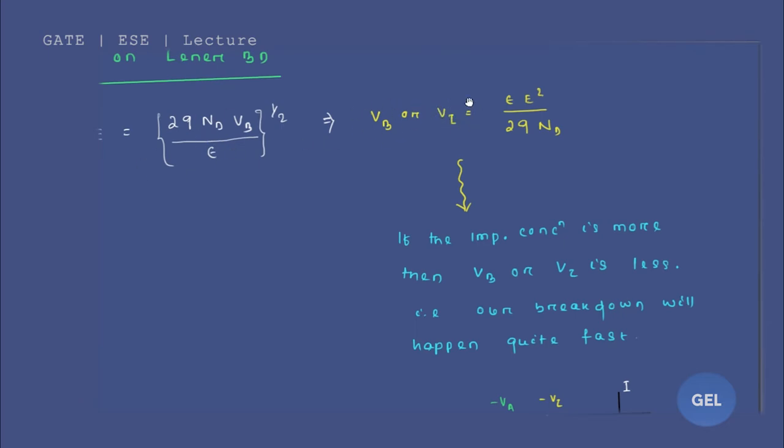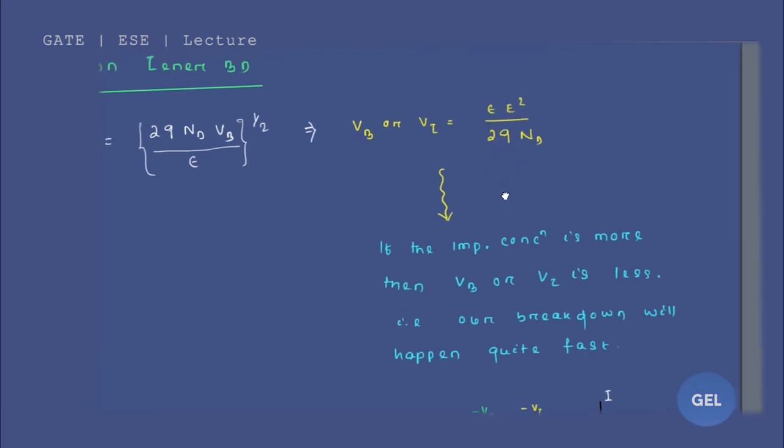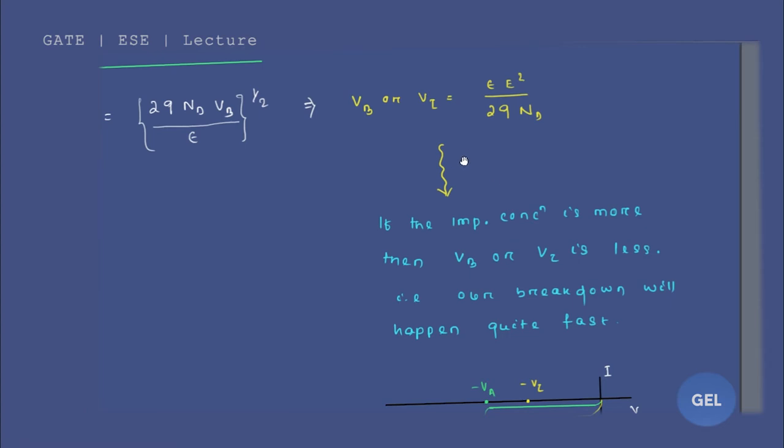So from this formula you can find out the Zener voltage, which will be nothing but epsilon E square by 2qNd. Now the analysis which is important, which is in your syllabus, listen to this analysis very carefully. If you increase the doping concentration, your VZ value decreases. Inversely related, but that means what? By increasing impurity concentration, I am adjusting the voltage value for the Zener diode.